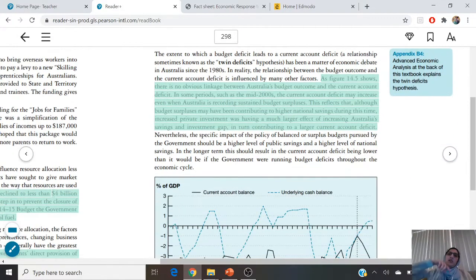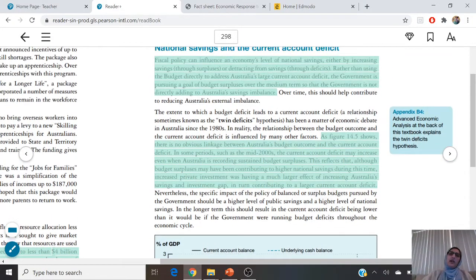National savings and the current account deficit. We've discussed that fiscal policy can influence an economy's levels of national savings either by increasing savings or detracting savings through deficits. And we also know for a fact that if the current account deficit is really high, that basically just means that we have to pay more to other countries because we've invested in them, and that in turn basically just puts us in trouble.